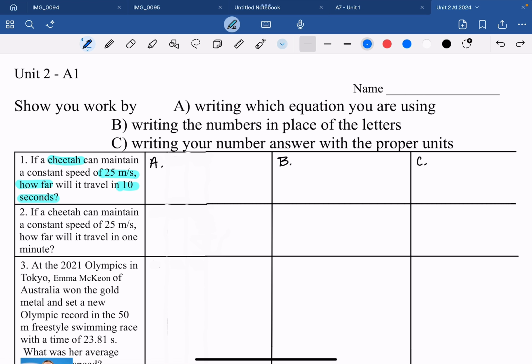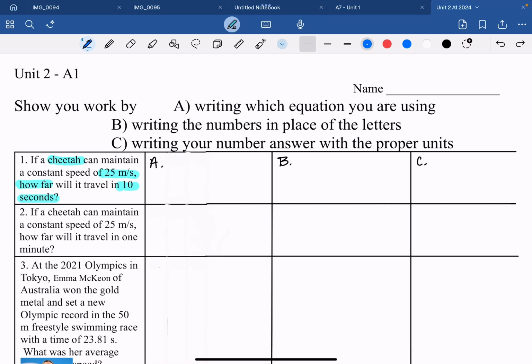In the first one, you have a cheetah, and then you'll notice you have three boxes here, A, B, and C. In box A, write the equation that you're going to be using. So really look for the question in the problem. What are you missing? What is the question? What are we looking for? B, writing the numbers in place of the letters, and then C, writing your number and answer with the proper units.